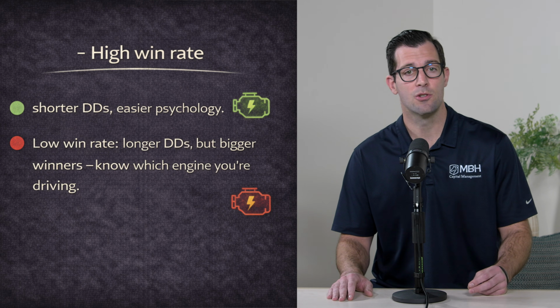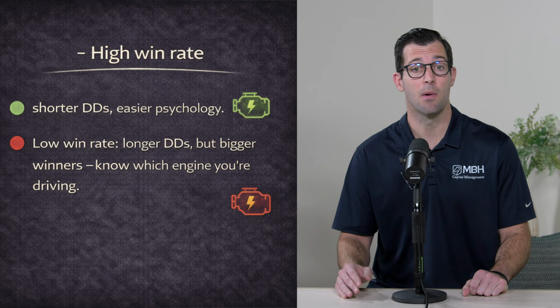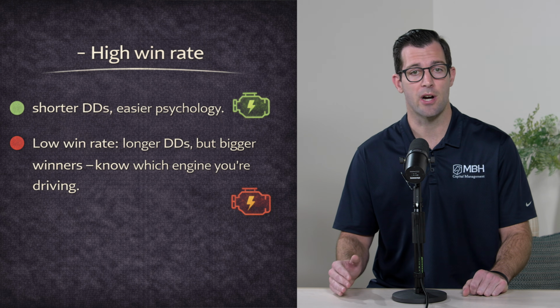You have a high win rate, shorter drawdowns, easier psychology to run it. Low win rate, longer drawdowns, but bigger winners, you know which engine you're driving.